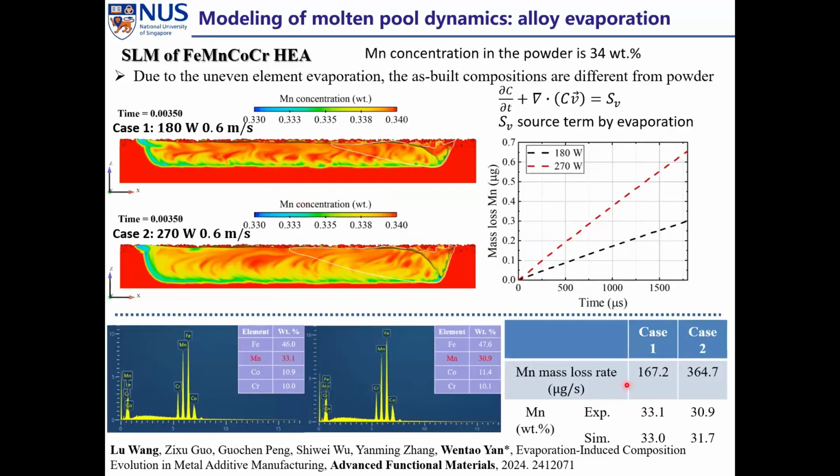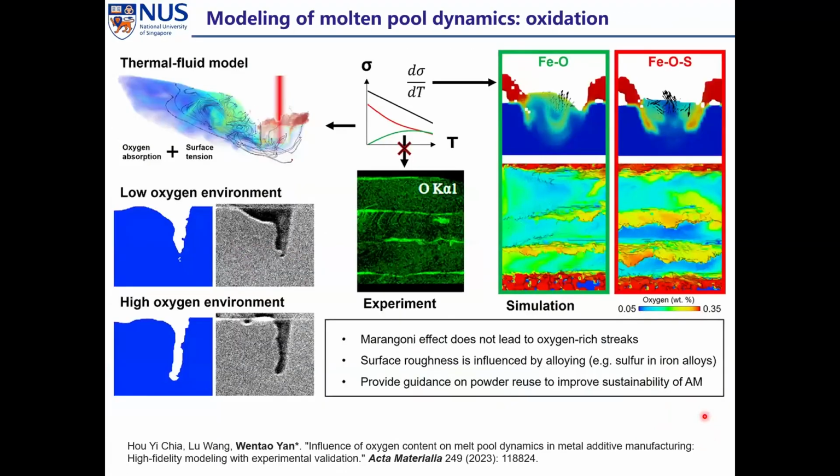And this is the experimental validation. You can see originally it's 34%, and then with different manufacturing parameters, it can reduce to 33, even 31, which is a significant reduction in material science. And also this is oxidation.